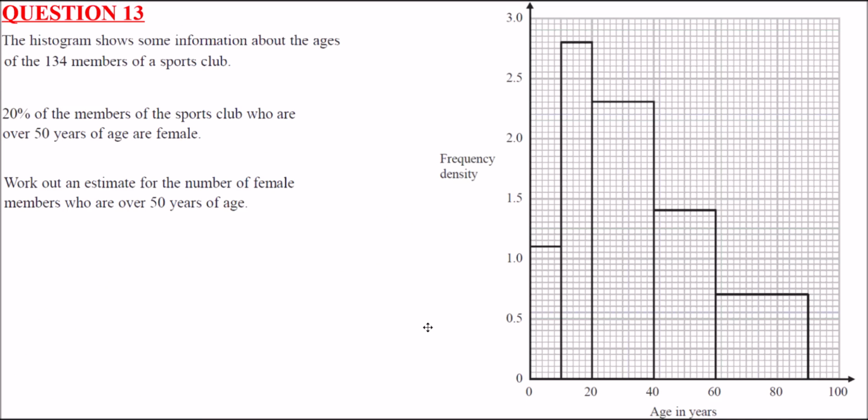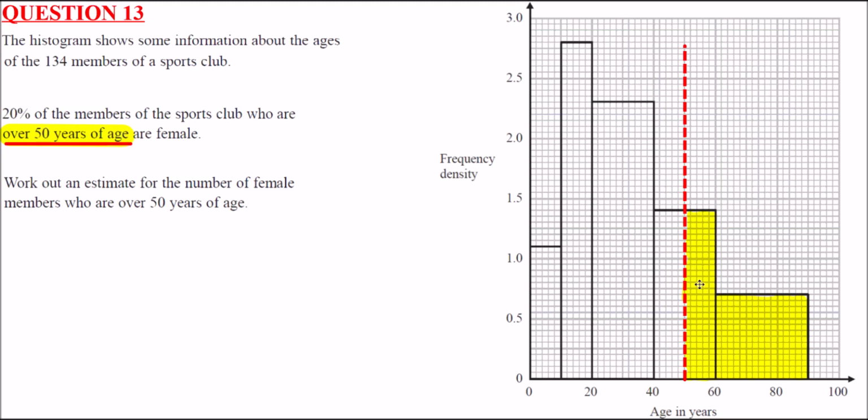Question 13 is a histogram. It's information about the ages of 134 members of a sports club. 20% of the members of the sports club who are over 50 years of age are female. So let's think about what bit of the histogram represents those people 50 or over. 50 years or over is all the data to the right of this red dotted line. All these bits in yellow I'm going to highlight here. All these people in these yellow boxes represent the total people over 50. We can come to this percentage of the 50 years or older people in a moment.